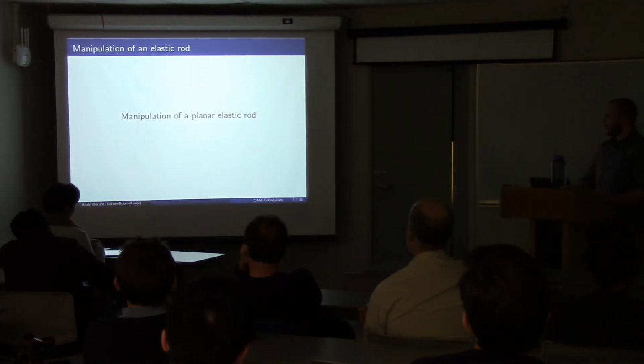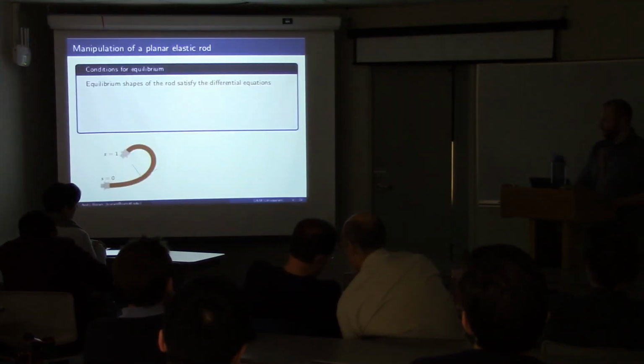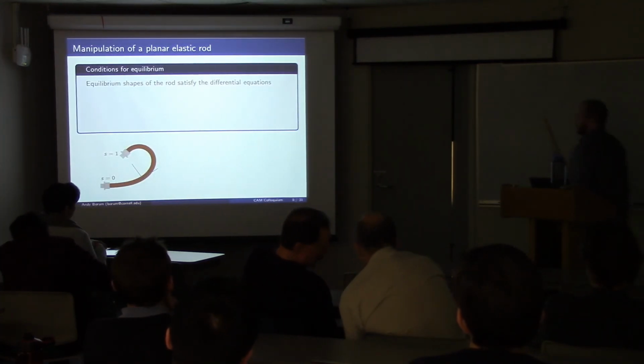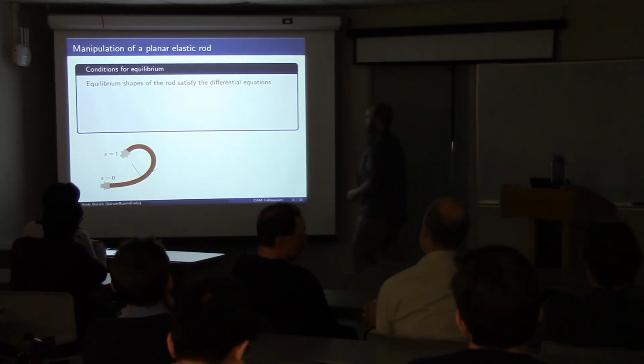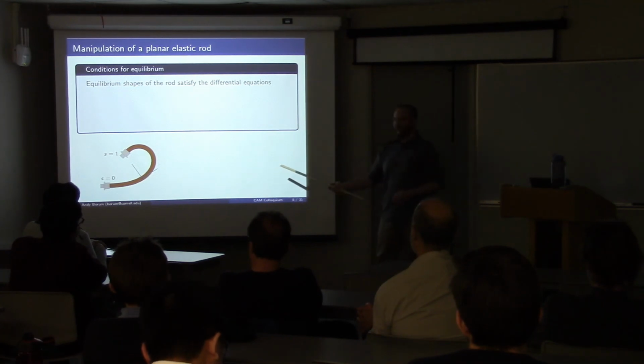So this is one of the main results we're going to work towards today. But we're going to start out a little simpler. I've been showing a 3D rod. We're going to start out with a planar rod. So what we're going to do on this slide is go step by step through and derive a set of equations that describe equilibrium shapes of this planar rod.